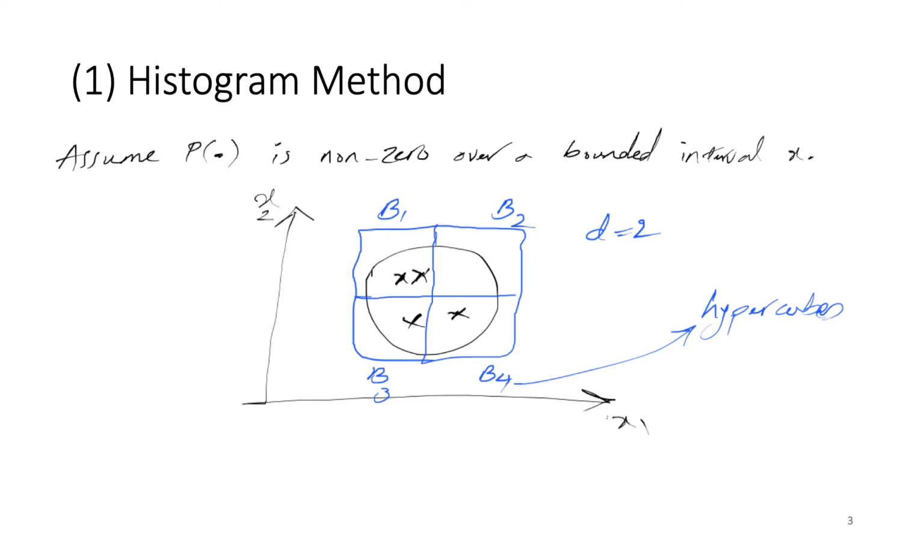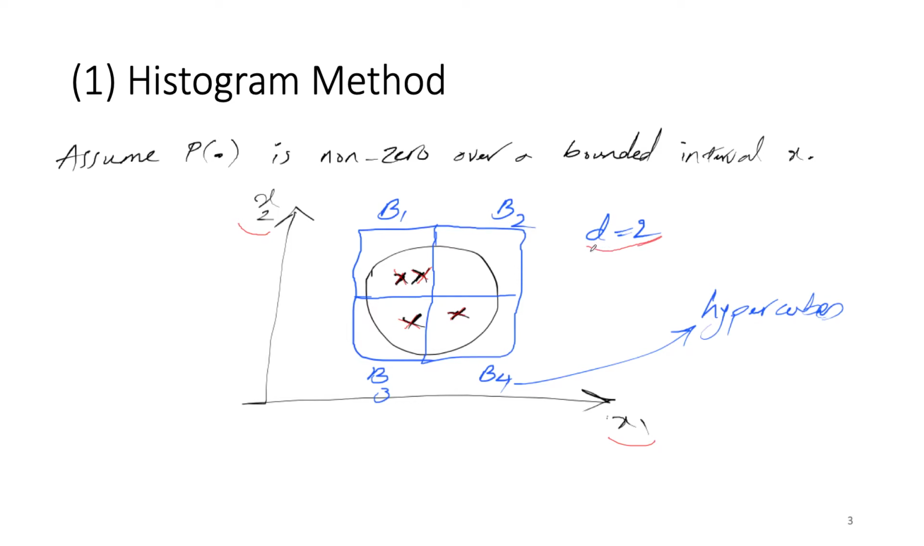So we have 4 data points here. These are our data, the x's, in 2D space, x1 and x2. In histogram-based methods, we are talking about a uniform size for our B cubes here. We call them hypercubes. So we have B1, B2, B3, and B4, and d is 2 here.